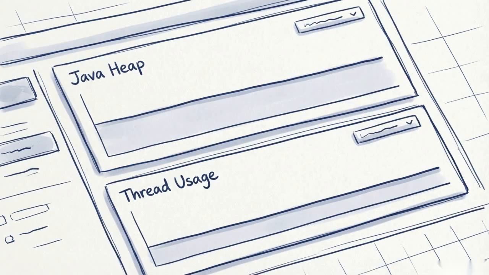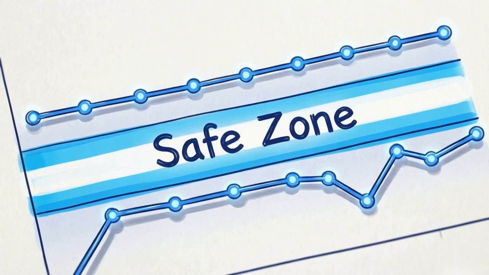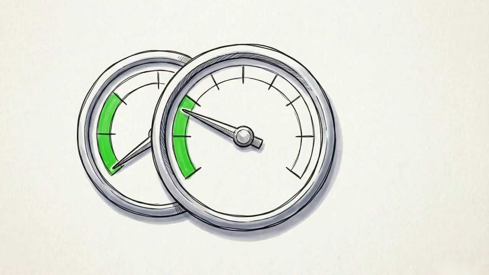This dashboard displays metrics from the Java Health Center. It tracks the active JVM environment, ensuring your Java heap and thread usage remain stable, all while utilizing less than 3% of your CPU overhead.